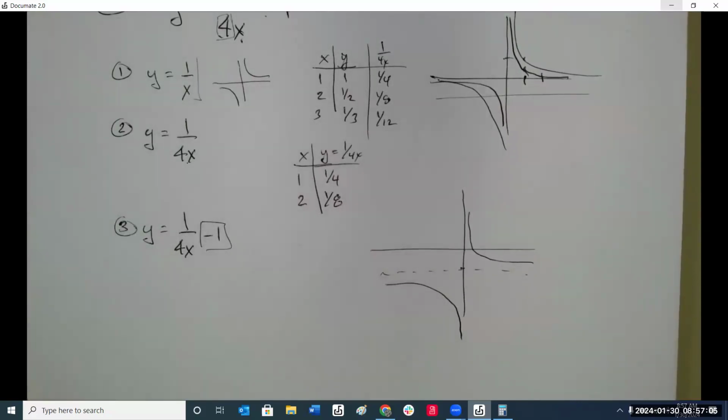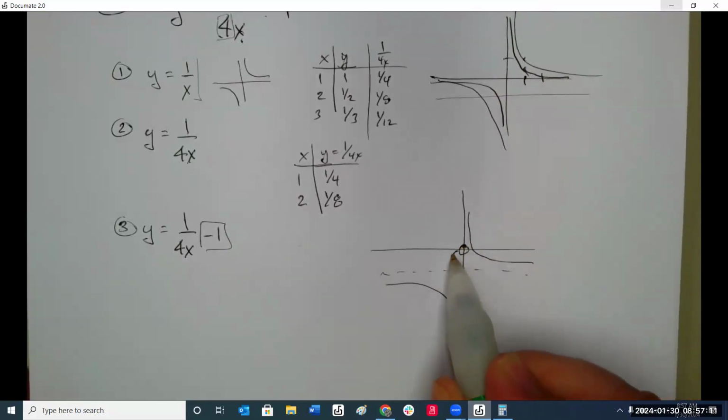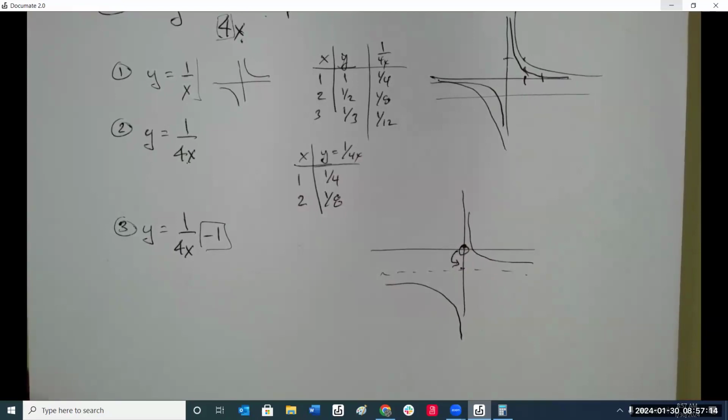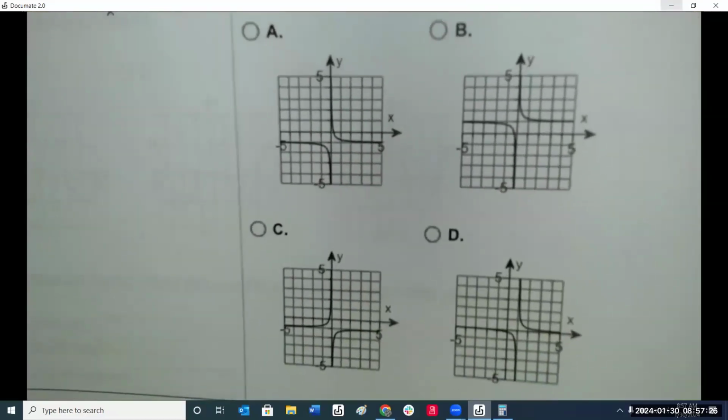Transformations only really just move the origin to a new location. So it moves the origin from here down 1. The graphs look the same. So with that, which graph is it?